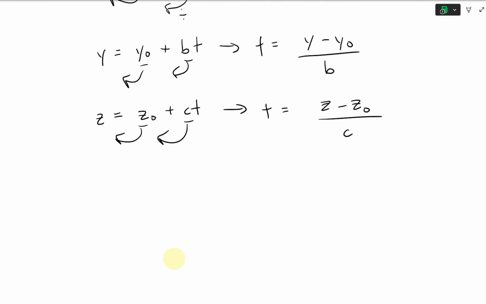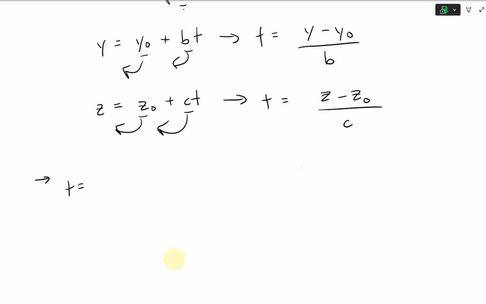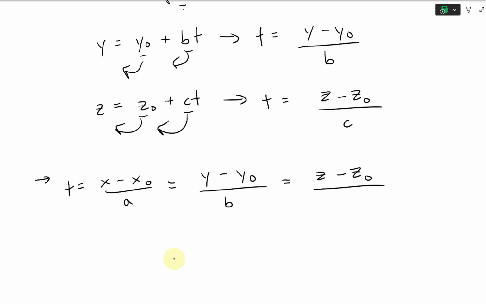All right, and then put these all together. We get t is equal to, and then equate all of these together. They're symmetric because they're all equal to t. So x minus x naught over a equals y minus y naught over b equals z minus z naught over c. And then we can box these in like that.